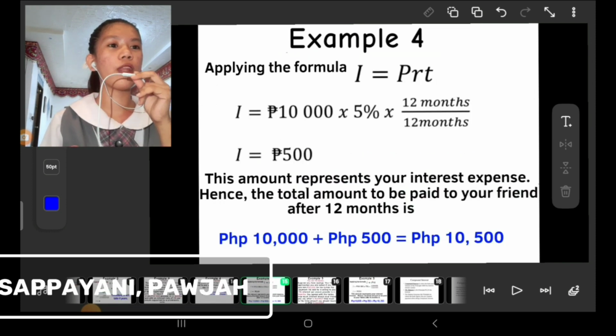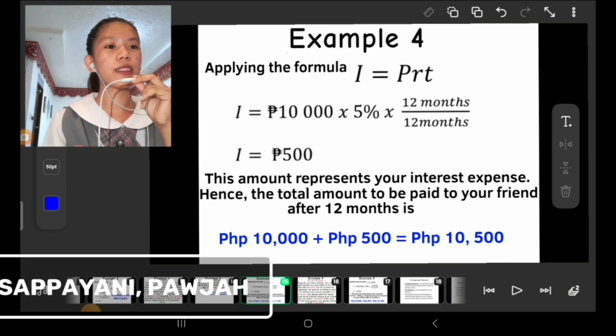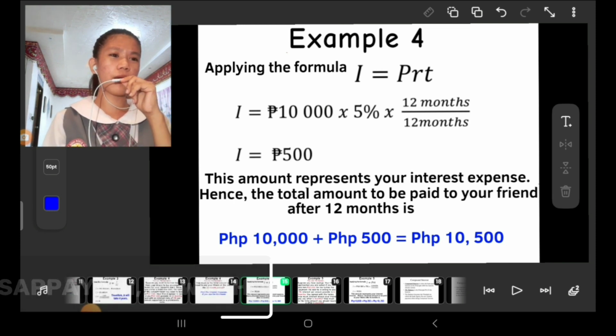Applying the formula, interest equals principal times rate times time. Interest equals 10,000 pesos times 5% times 12 months divided by 12 months, which equals 500. This amount represents your interest expense. Hence, the total amount to be paid to your friend after 12 months is 10,000 pesos plus 500, equals 10,500.